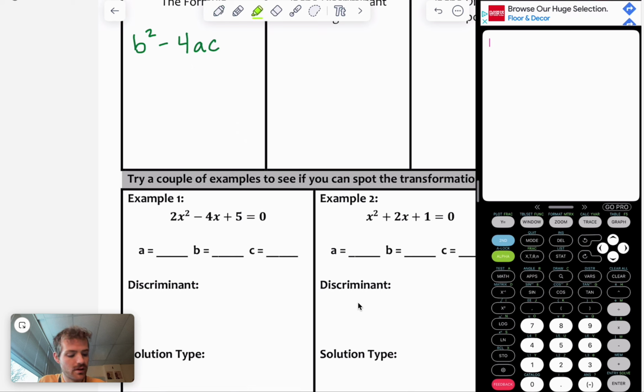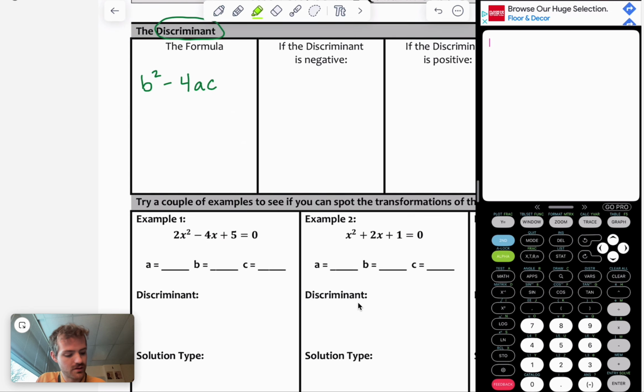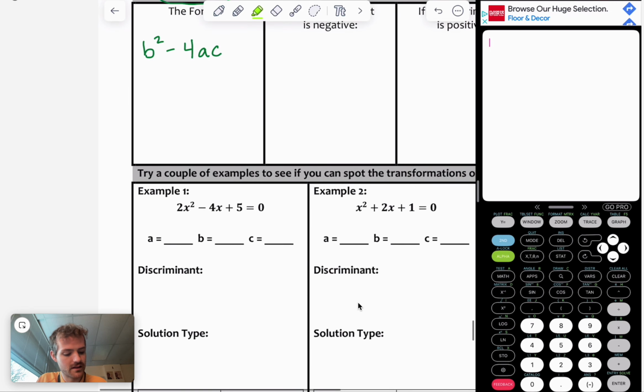So in example 1, we see this 2x squared minus 4x plus 5. Now, if you remember back to our conversation on standard form quadratics, all we have to do to get our a, b, and c is look at the coefficients of each of those terms. This tells me that my a value is 2, my b value is -4, and my c value is 5.